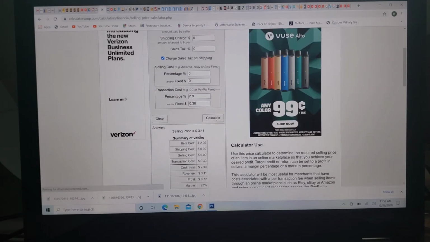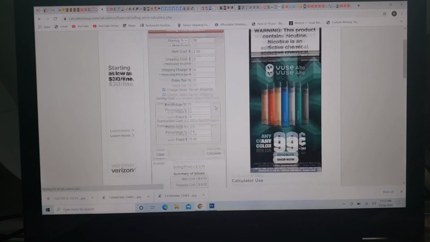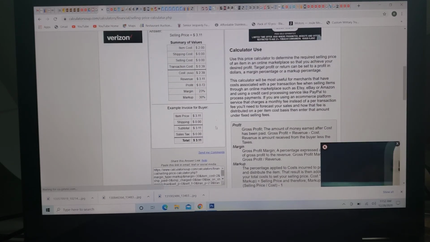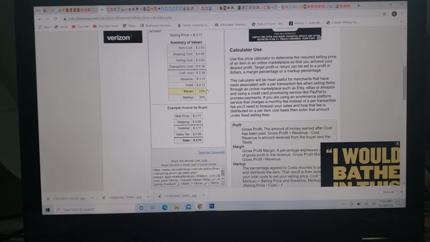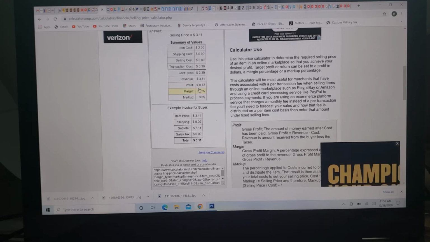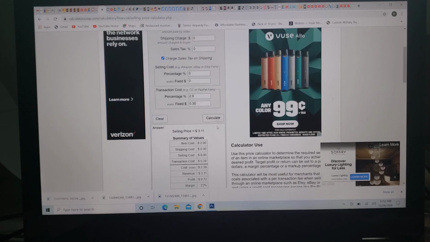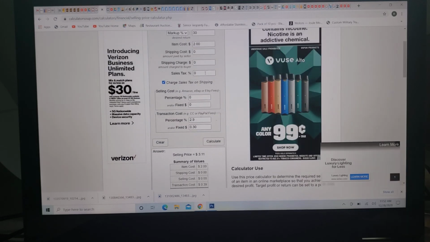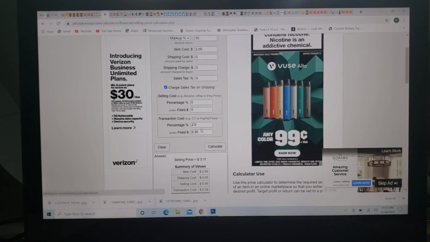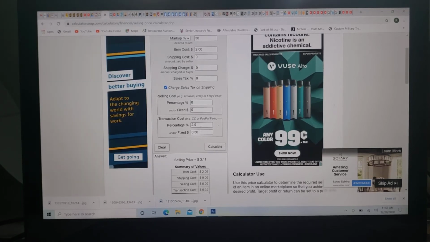So at $2 at a 30% markup, we're making $1.11. Actually, the profit at that would be 72 cents because I forgot to take out the margins. Now here's what I was going to show you. That's the thing, is you look at this and you say, okay, I'm paying $2 and I'm getting $3.11, so that's $1.11 I'm making, which you're wrong, because you're not making the $1.11, because here's the other fees.